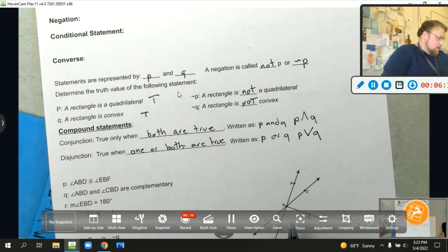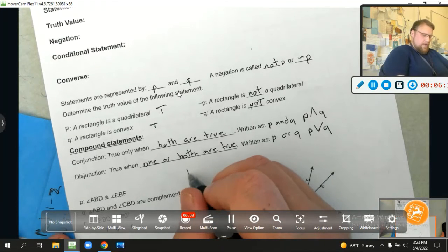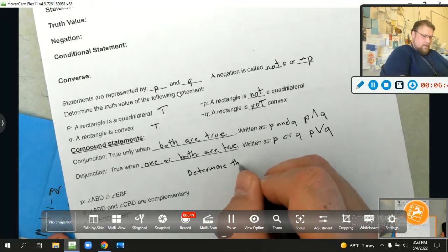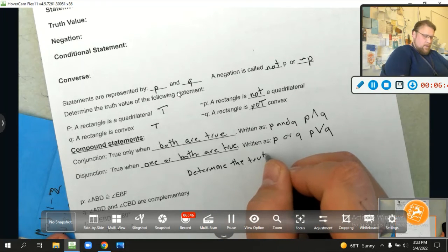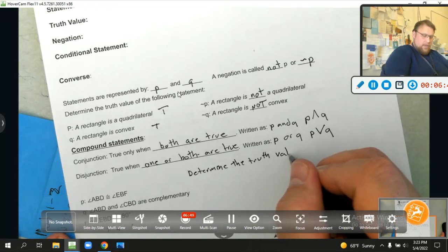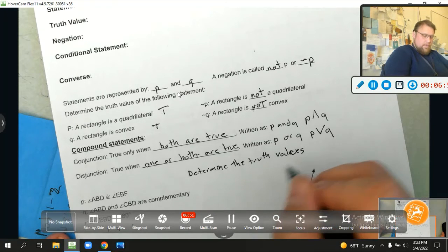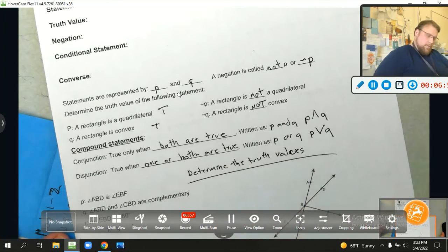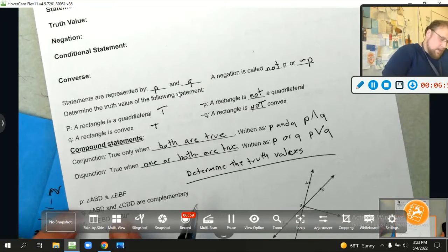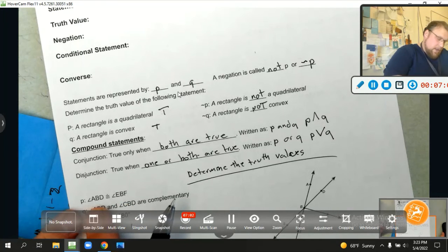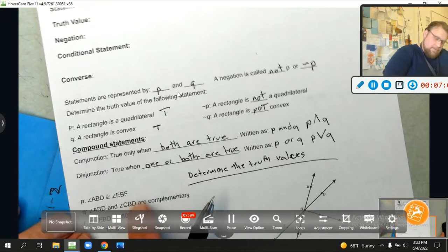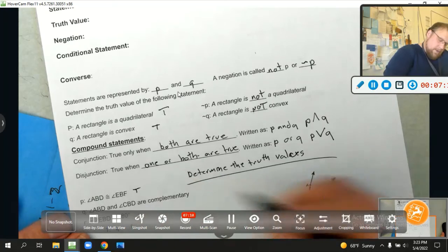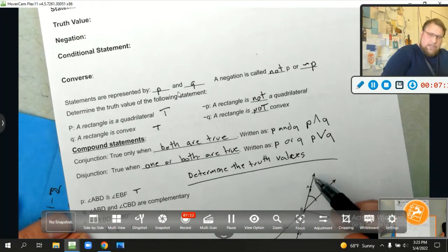Okay. Now we're going to determine the truth values. Write down: determine the truth values below. All right, so let's look at this. We see for P, the statement is angle ABD is congruent to angle EBF. That's a true statement. Those are vertical angles. We know that because these two have arrows on the end.